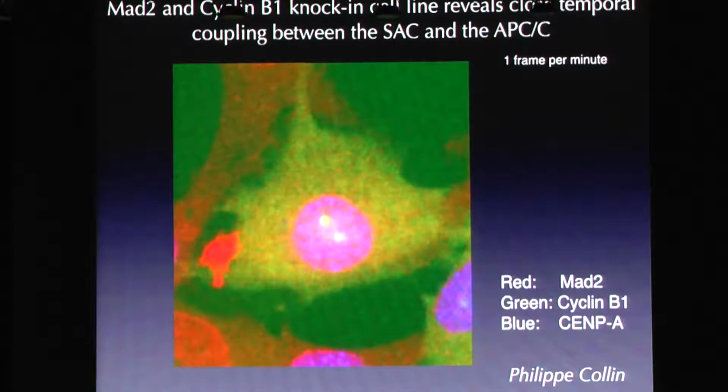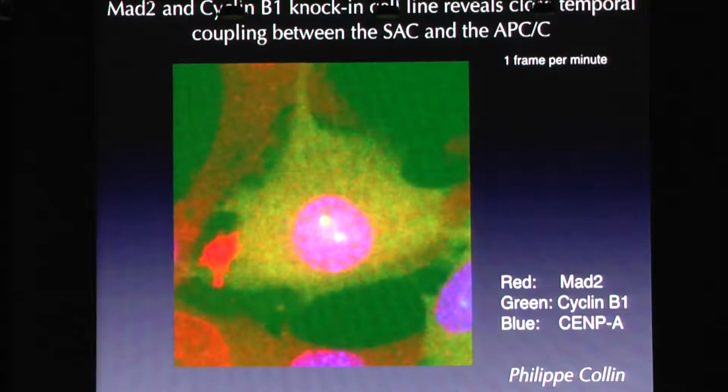And then as those kinetochores attach, you'll see the MAD2 leave, so the centromeres will turn back to blue. And so what we're looking for is the time at which cyclin B1 begins to disappear compared to when the last of the MAD2 has left the kinetochores.